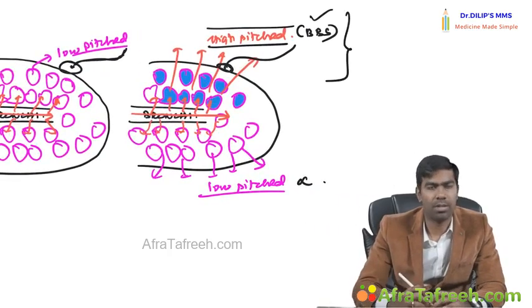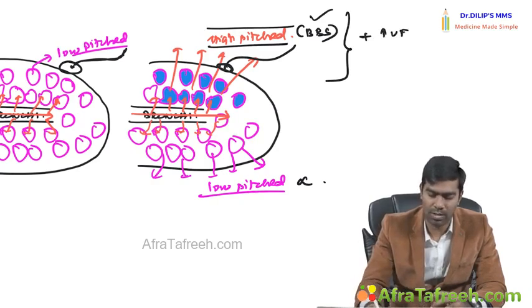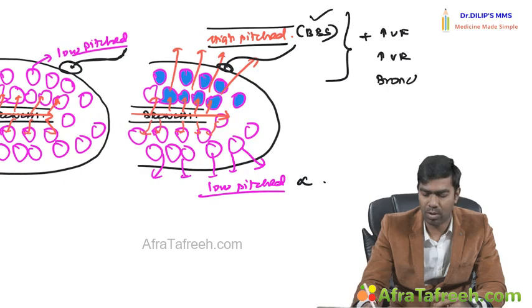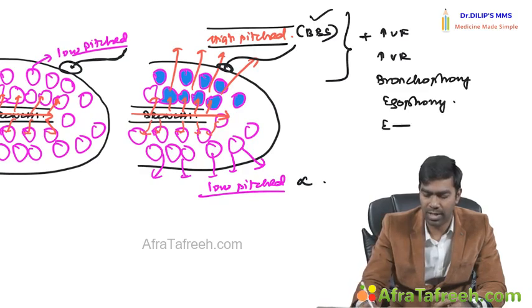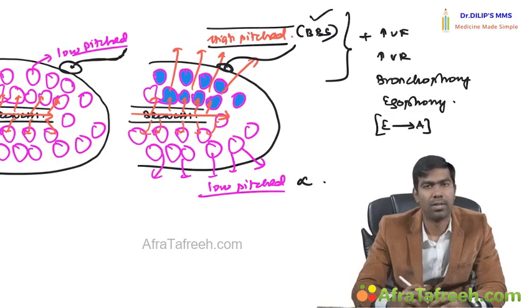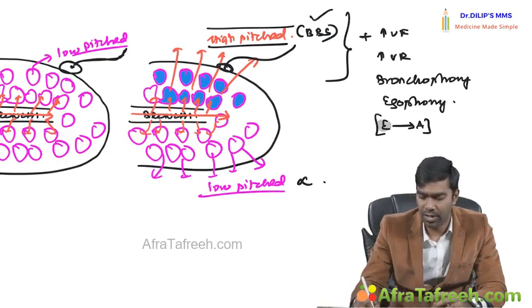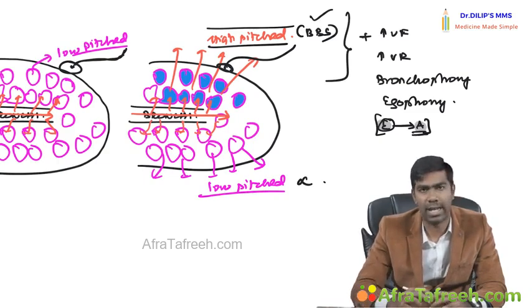Usually these bronchial breath sounds will be associated with increased vocal fremitus, always increased vocal resonance, and sounds like bronchophony and egophony. What is egophony? Egophony means an E to A sound, which means whenever you say the letter E, it will be heard as A.